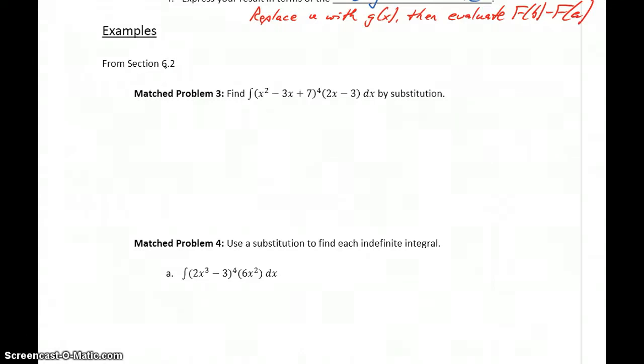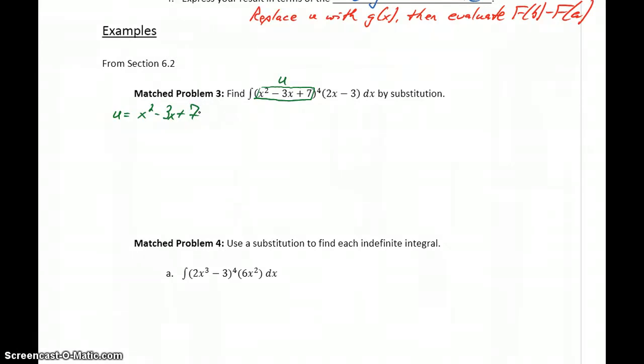What we want to look at first in match problem 3 from section 6.2 is the integral of this function raised to the fourth power times 2x minus 3 dx. So again, we want to start by identifying our interior function, which in this case is x squared minus 3x plus 7. So we'll let u equal x squared minus 3x plus 7. So again, the first thing to do is identify a substitution that will hopefully simplify our problem.